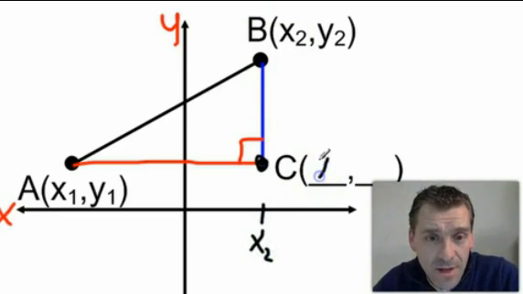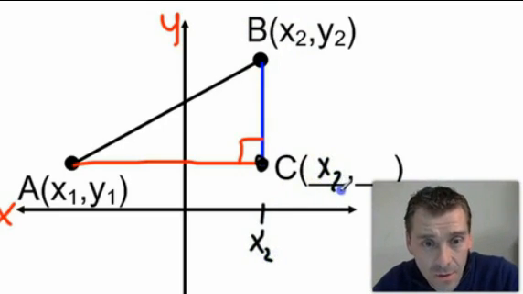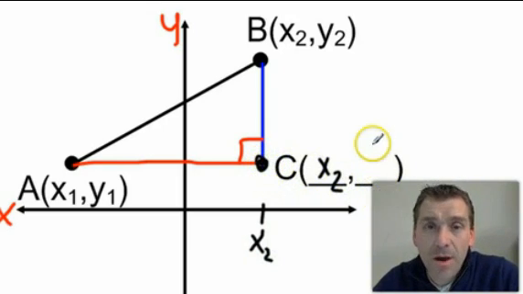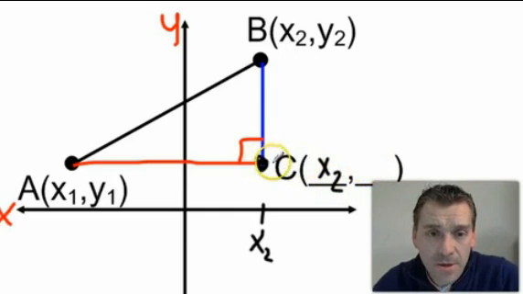So that means this x-coordinate for C would be x2. Likewise, over here, what's my y-coordinate? Well, that's my vertical distance, my vertical change. So that means it's right through here at that point, and that happens to be the same y-coordinate as A, so that's y1.